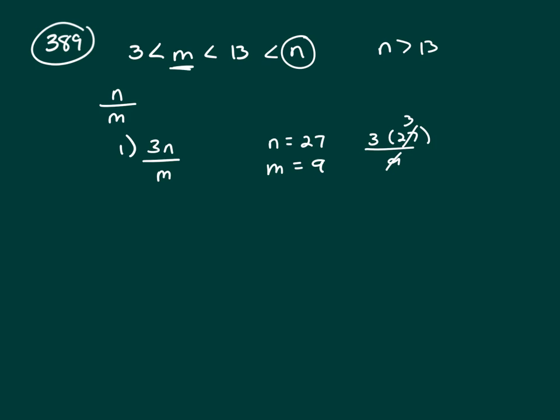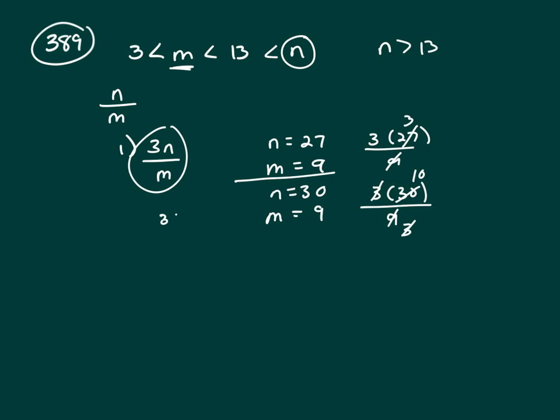But I'm using the same numbers as the GMAT book does. You can use a whole bunch of different examples. If you let N be 30 and M equals 9, does that work? So 3 times 30 over 9, well, that works, because 3 will go into 9 3 times, and 3 will go into 30 10 times. So that satisfies the clue, but 9 does not go into 30 evenly, so that doesn't work. So clue 1 is not working.